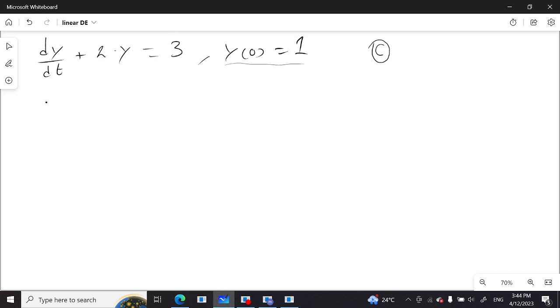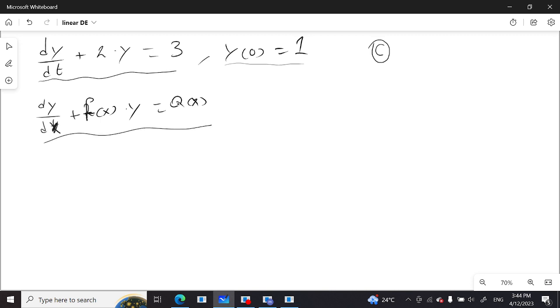Now the first step is to see if it matches the general formula, which states dy over dx plus a function of x multiplied by y is equal to a function q of x. If you notice, our formula here matches the general formula because we have dy over dt, which matches, a function of x, which is 2, multiplied by y, and that matches, and we have a function of x, which is 3, which matches.